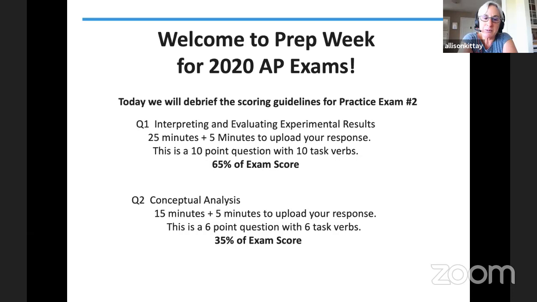Question 2 is on conceptual analysis, and you had 15 minutes to read the question and write your response, with an additional 5 minutes to upload your response. This is a 6-point question with 6 task verbs and will make up 35% of your total exam score.